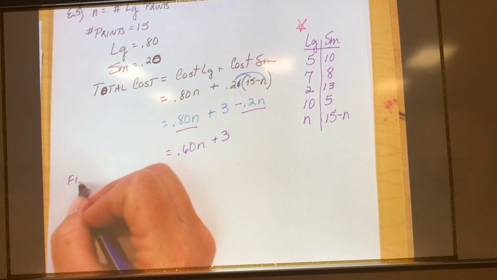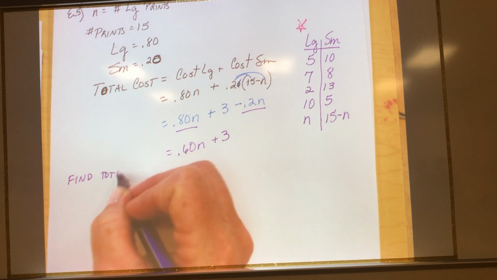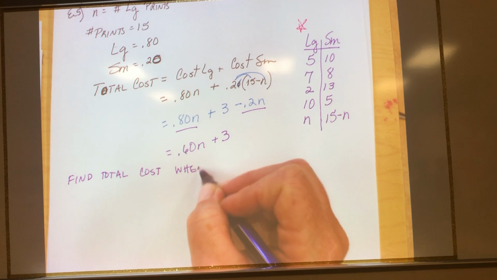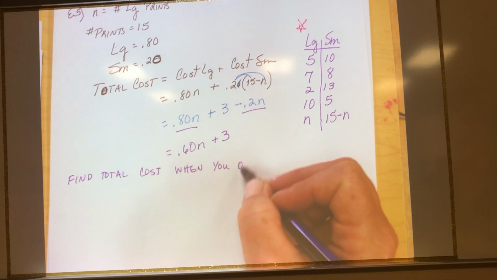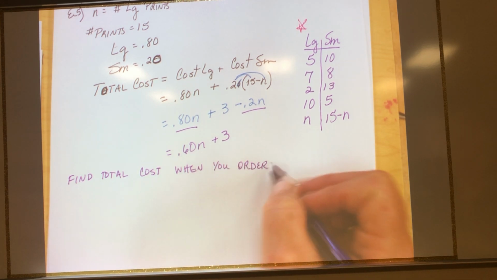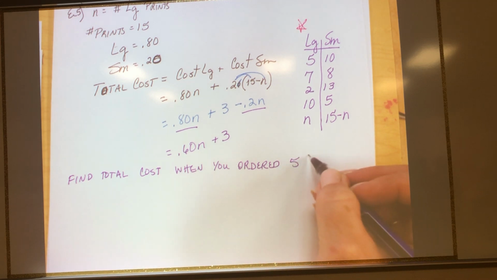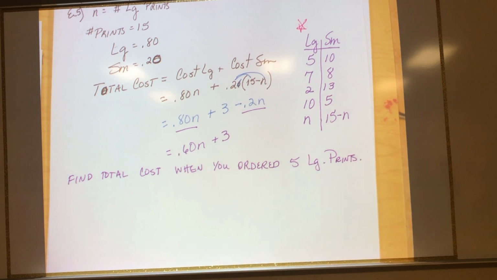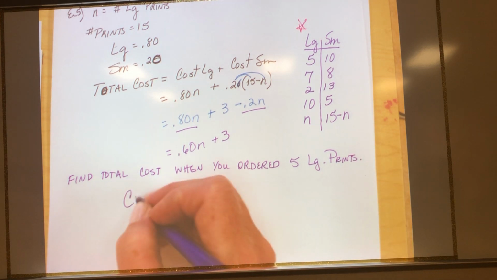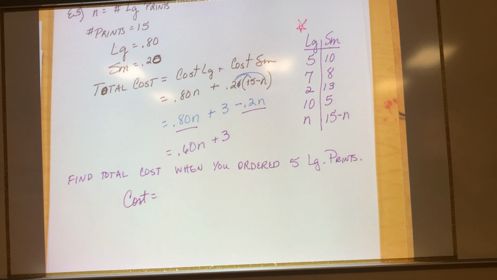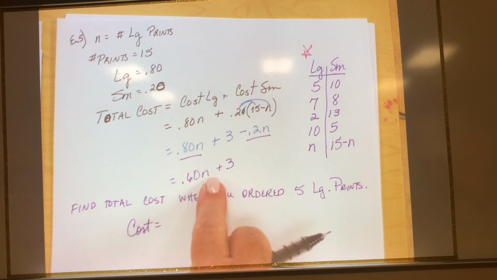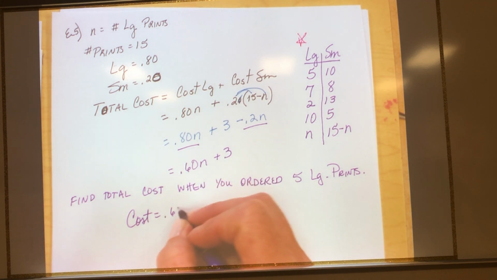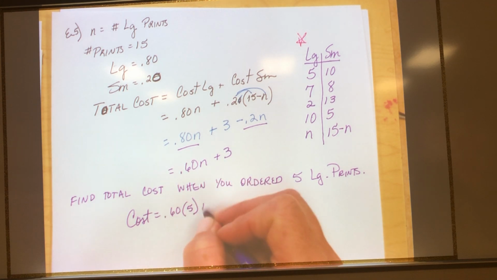Now, what if I said find the total cost when you ordered 5 large prints? Okay, well, what am I going to do? I'm going to plug in 5 for n, because n is the number of large prints. All right, so I'm going to say 0.60 times 5 plus 3.